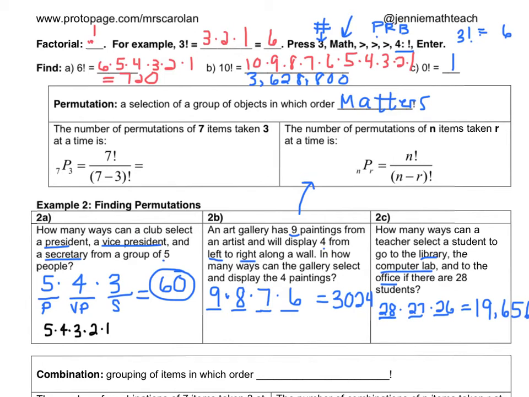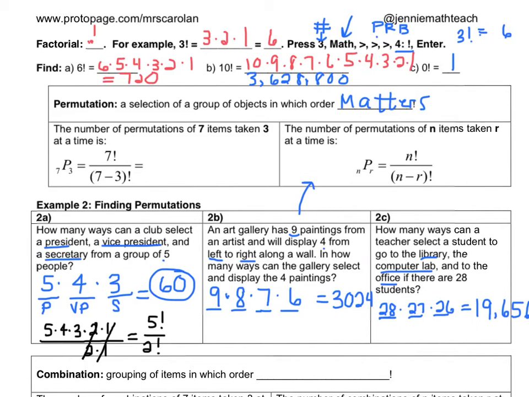So how can we show that we don't want to include the 2 and the 1? Well, you cancel the 2 and 1 out by dividing. If we have a 2 on top and a 2 on bottom, they cancel out. And if we have a 1 on top and a 1 on bottom, they cancel out. So basically what we've done is we've taken 5 factorial and divided it by 2 factorial.